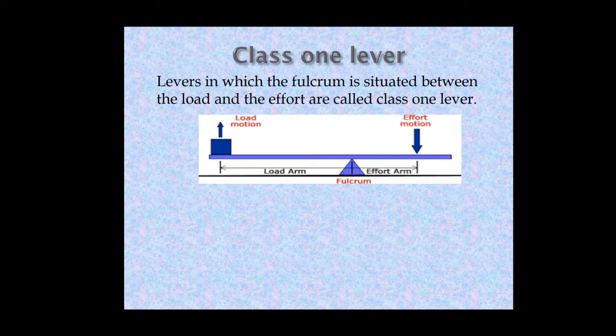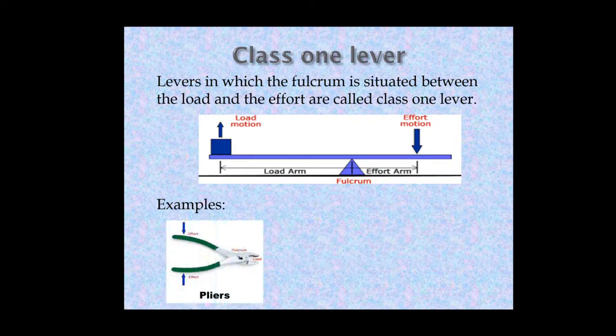And the distance from fulcrum to load, that is called load arm, and the distance from fulcrum to effort, that is called effort arm. Look at the examples of class 1 lever. First one is about pliers. Here you can see the fulcrum is in the middle between the effort and load.